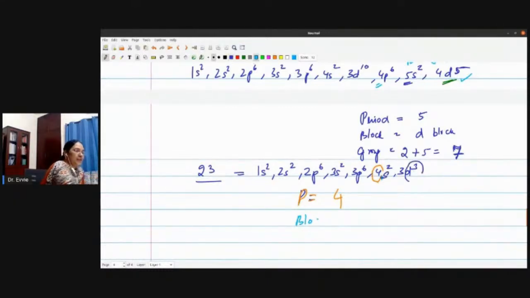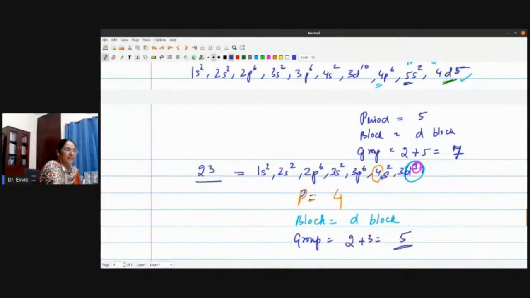Let me show you in a different color. This one, the d subshell. So the block will be d block. And coming to the next one, these electrons you have to take into consideration for determining the group. So the group is 2 plus 3, which is equal to the fifth group. So this element, atomic number 23, belongs to the fourth period, d block, and the group is 5.